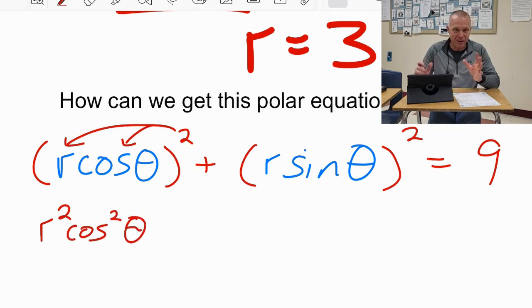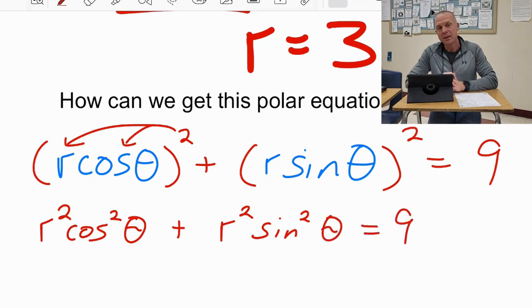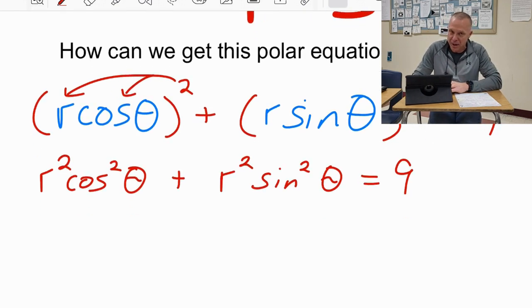basically both these variables. That's because it is a multiplication problem, and so I can legally bring in the square. I get r squared cosine squared plus r squared sine squared, and it still equals 9. Now, try not to lose sight of what we're trying to do here. We're trying to come up with an equation that is polar. And I definitely have some polar stuff here. I've got r's and thetas, but I feel like it can be simplified.